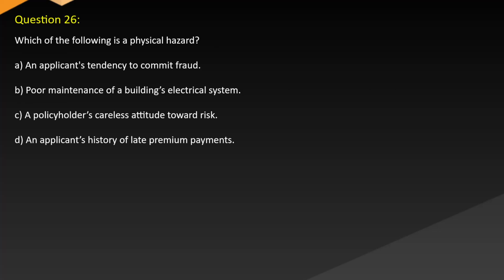Question 26. Which of the following is a physical hazard? A. An applicant's tendency to commit fraud. B. Poor maintenance of a building's electrical system. C. Policyholder's careless attitude toward risk. D. An applicant's history of late premium payments.